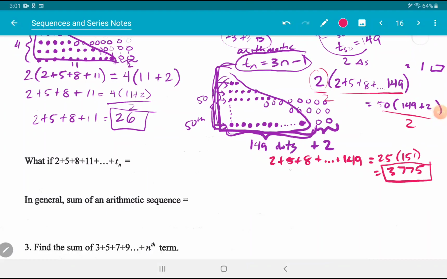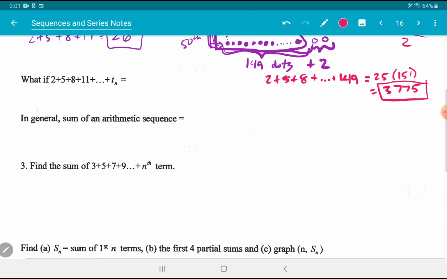All right, so that's how we can use triangular numbers, that pattern, to help us find what we call a series, how we can add up a bunch of numbers together based on a pattern. Okay? All right, well, look at this.